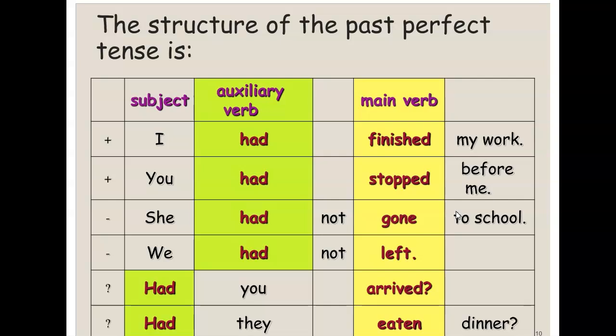You had stopped before me. We had stopped before me. Then she and we hadn't. She hadn't gone to school. Hadn't gone, had not. You must add not in the negative sentences. We can also say we had not left. We hadn't left. Hadn't is a short form of had not. She had not gone to school.